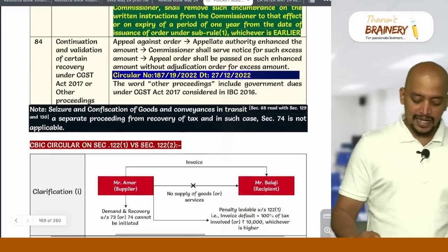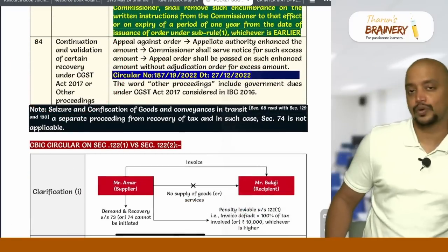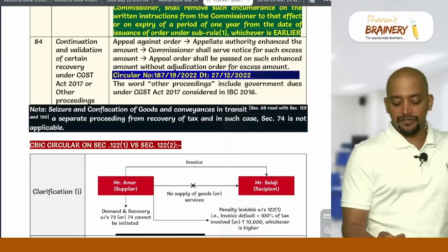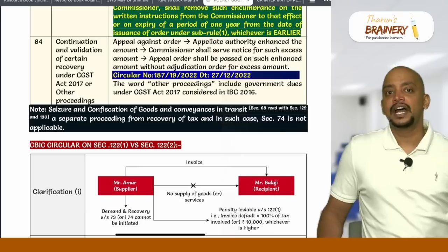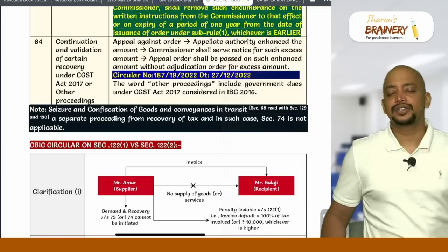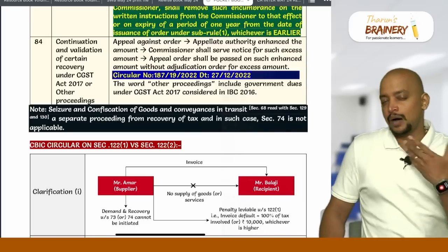Then Section 84, continuation and validation of certain recovery proceedings. What does it say? Suppose they have passed an order and we went for an appeal against that order. The order is for 5 lakhs, we went for appeal, and the appellate authority enhanced it to 7 lakhs. Generally, the appellate authority cannot enhance it to more than the amount in the order.